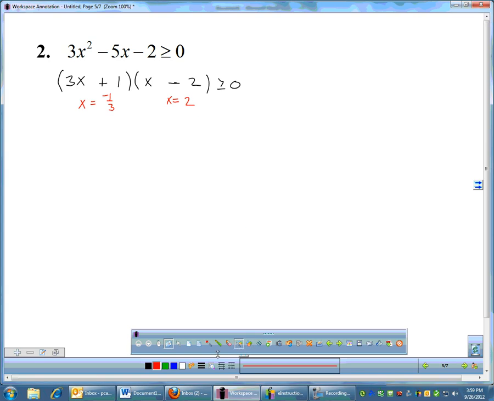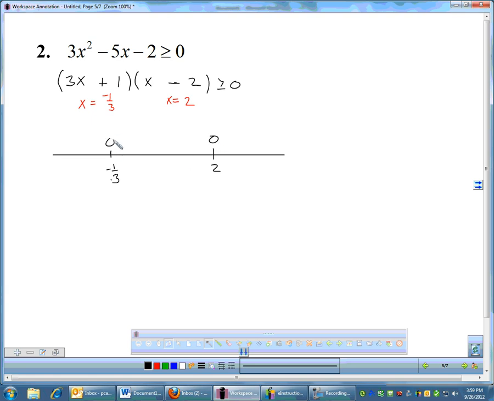And then I'll put those on a number line. So I'll draw my number line. Negative 1/3 comes before 2. Negative 1/3, 2. And those are actual zeros. So I'm going to make note that those are the roots of my function. And then I will pick my test points. Something to the left of negative 1/3, negative 1. Something between negative 1/3 and 2, I'm going to pick 0. Something to the right of 2, 3, and then we plug in.